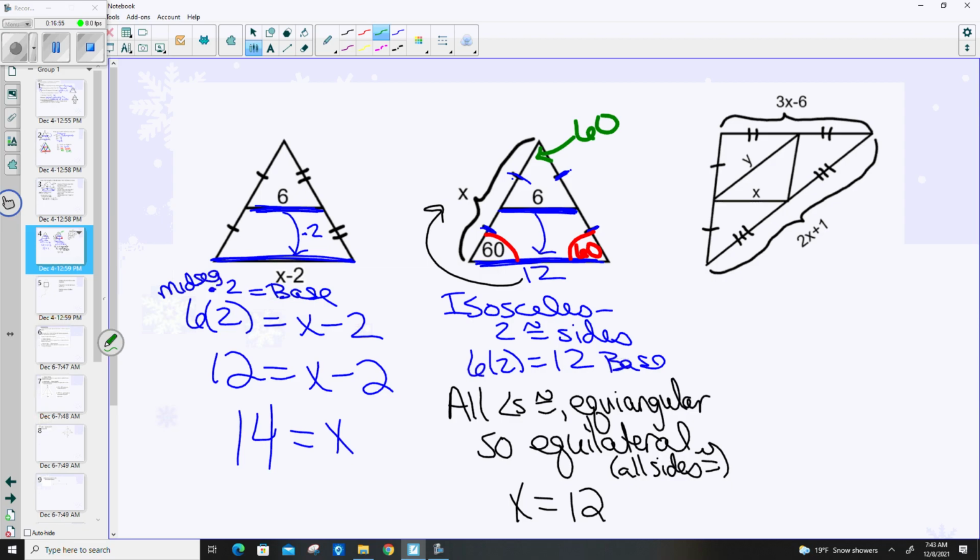So it's a really long process for what you probably looked at and went, well, I know the bottom's 12. But you have to recognize the isosceles triangle to get that we have base angles the same. If the base angles are the same, then the vertex is also 60 because that adds up to 180, which makes it equilateral. So now I do know x as well. Is that okay?